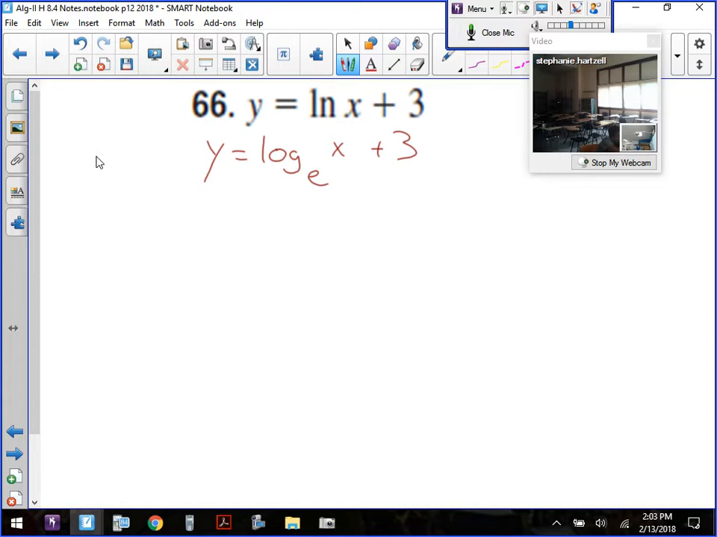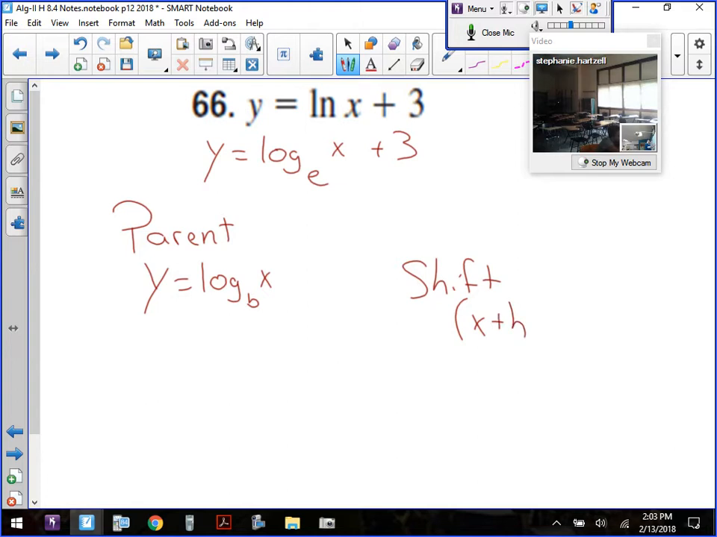So when you go to graph these, whether it's an e problem or it's just log base 4, it doesn't make a difference. Your parent function will always be y equals log base b of x, and then your shift is basically x plus h, y plus k, whatever those values may be.